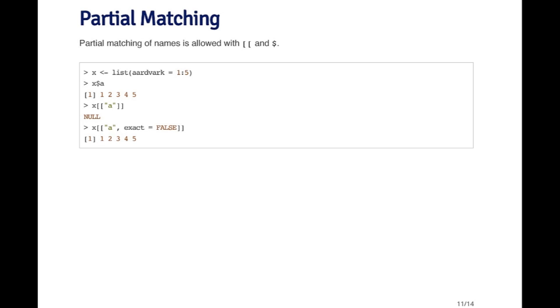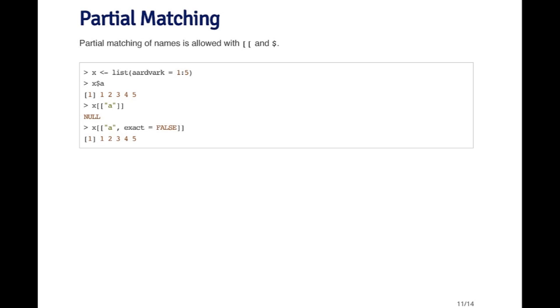So suppose I have a list X which has an element in it called aardvark, which is a sequence 1 through 5. And suppose typing out the word aardvark every single time is a bit of a pain. So I'm just going to type the word A. Well, the way the $ sign works by default is that it looks for a name in this list that matches the letter A. In this case, there's only one element, and so you get the word aardvark, and it gives me the object associated with aardvark, which is the sequence 1 through 5.